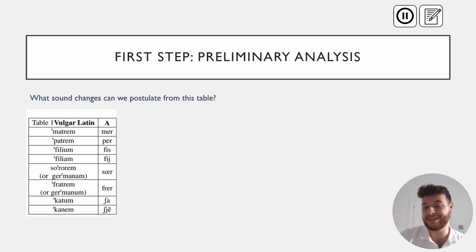As you can see by these icons, I'm going to ask you to pause, take a moment, and write down any sound changes that you can see that relate Vulgar Latin to language A. What's changed since Vulgar Latin to give us language A?